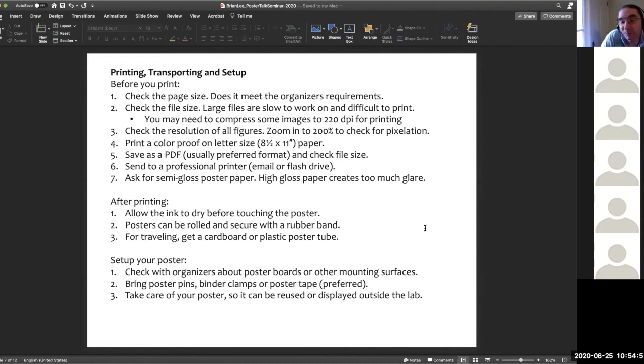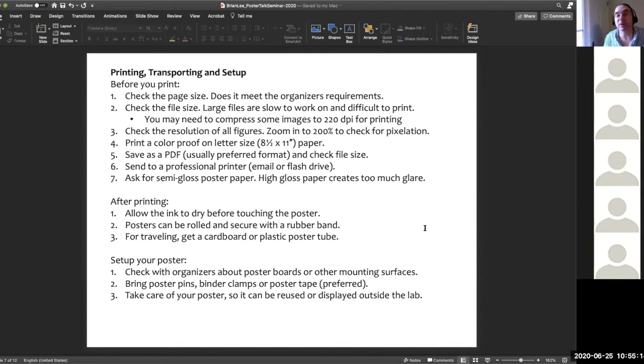When you pick paper, in addition to the size, the other thing you want to be concerned about is the gloss on the paper. If you have very high gloss paper, if you're in a room with lights, you're going to pick up a lot of glare from the lights, and that makes it difficult to read. So it's a good idea to use semi-gloss paper. It'll still look good, and it'll be easier to read.